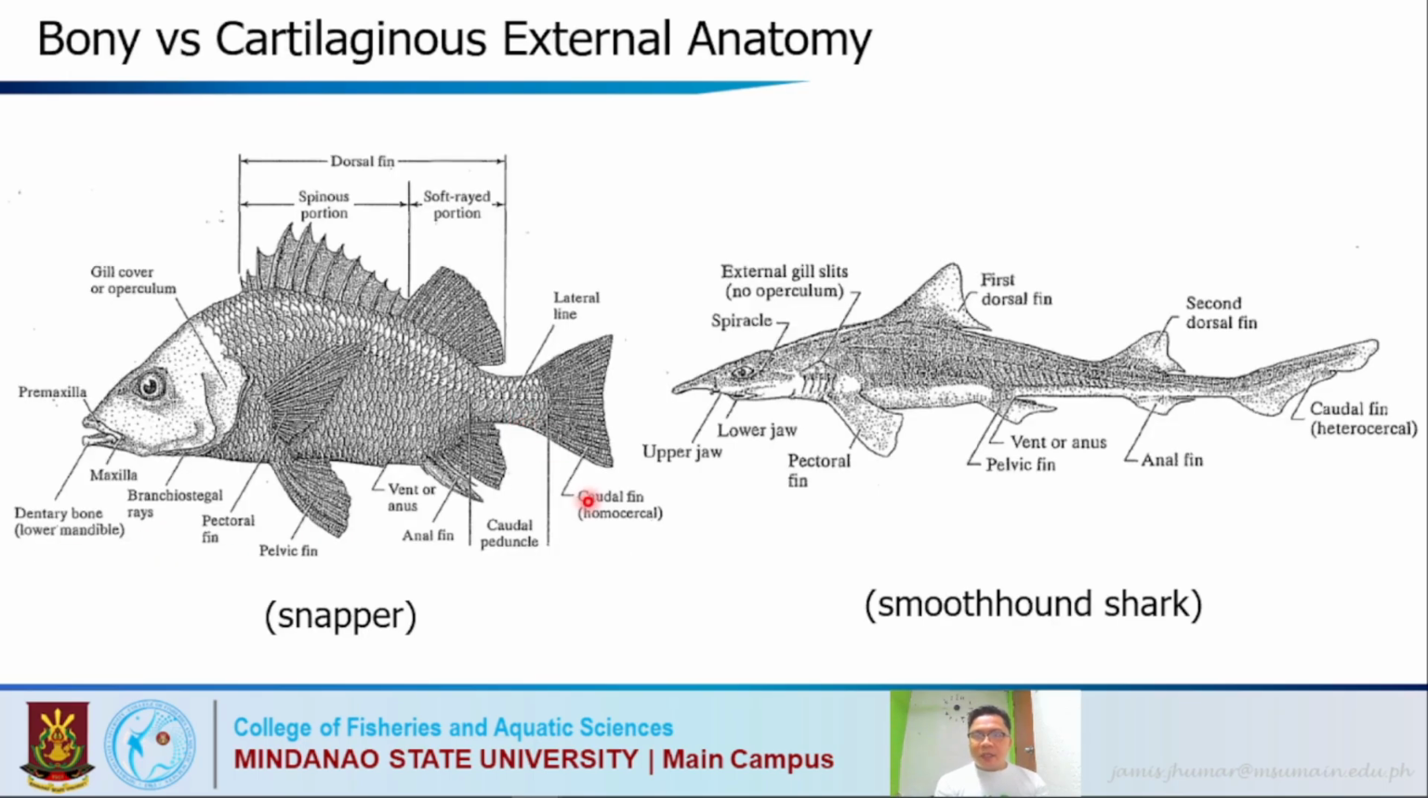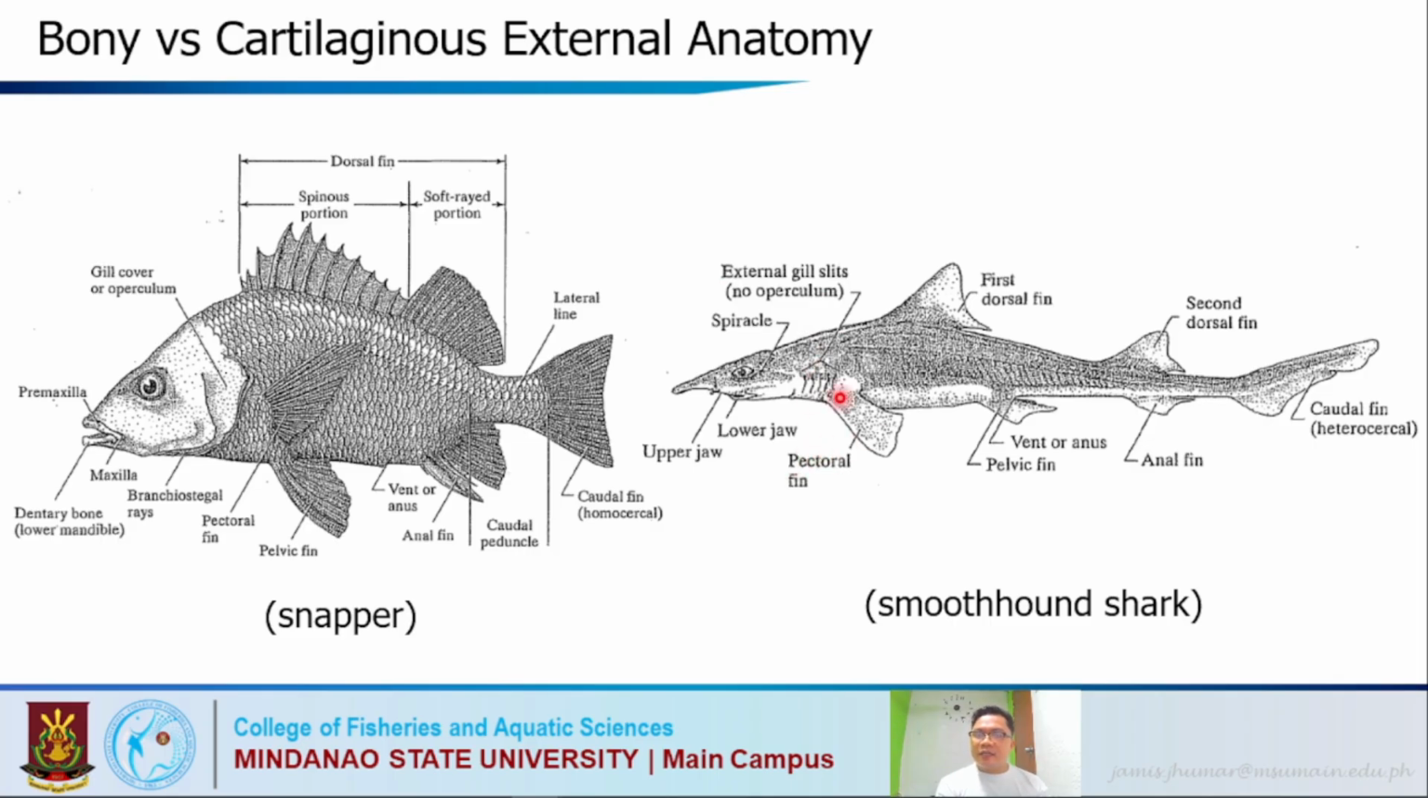And then here we have the comparison between the bony fish and the cartilaginous fish with respect to their external anatomy. So these are basically the external features of a snapper and a smooth-hound shark. The difference between them is, first, the gill cover. The bony fish has this gill cover or the operculum, while the smooth-hound shark does not have the operculum, but they have the external gill slits. So they do not have the gill covering.